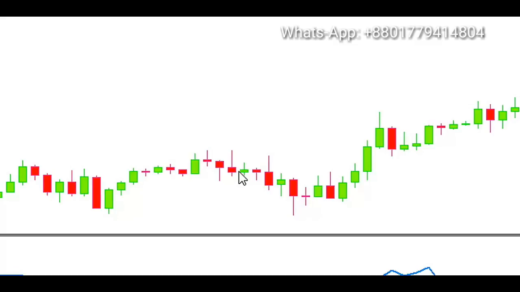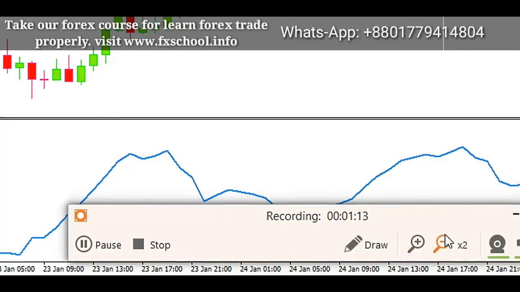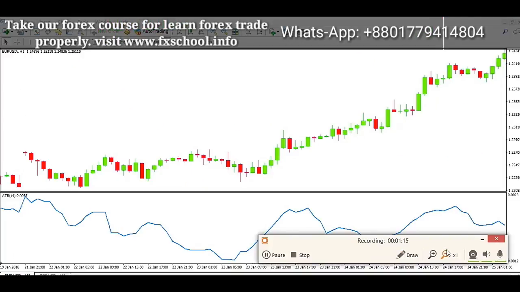So how do you know that the market is in a ranging position or sideways? You should avoid the sideways market, so you need to know when a sideways market starts. This ATR indicator helps you determine that the market is now in sideways.